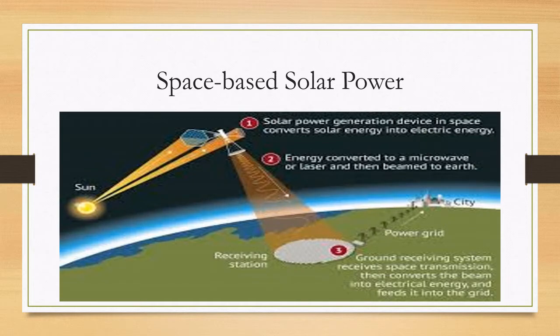Next, we have an example that uses the concept of far field of wireless power transfer, which is the space-based solar power. What is space-based solar power? Space-based solar power, SBSP, is actually the concept of collecting solar power in the outer space and distributing it to the Earth, as you guys can see through this figure.